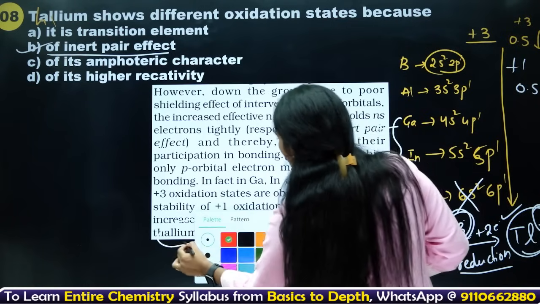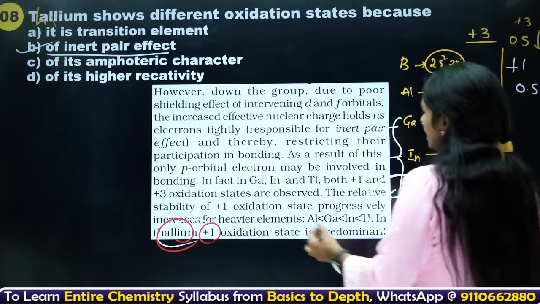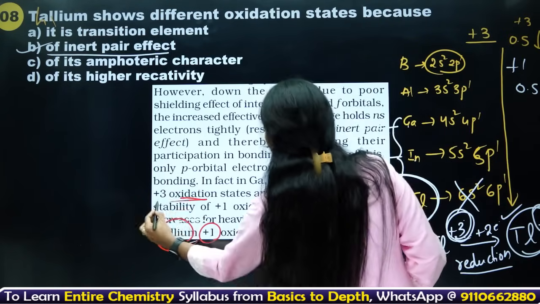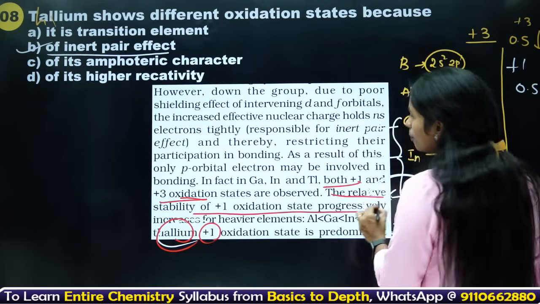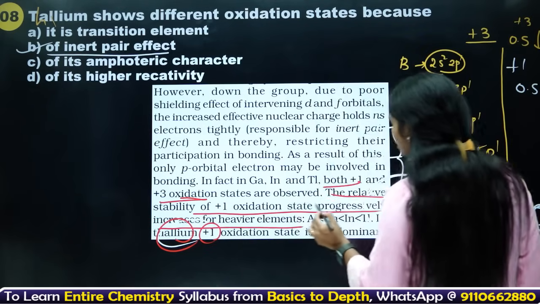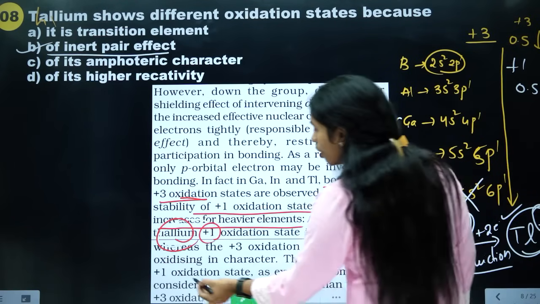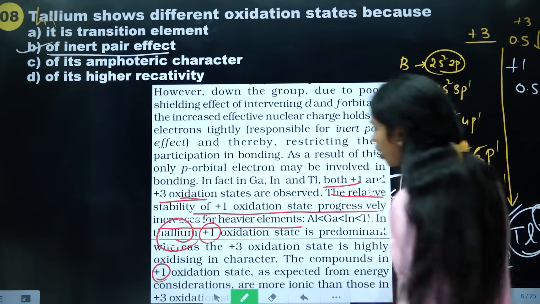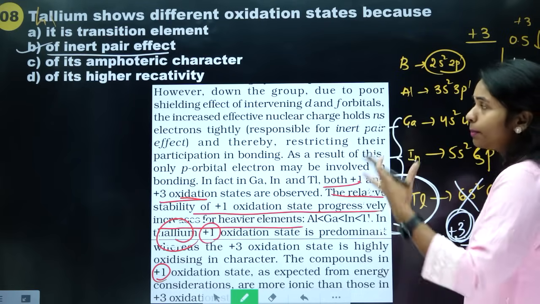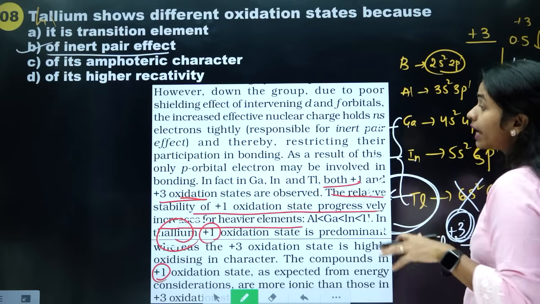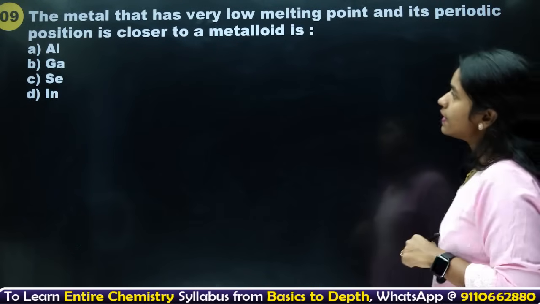Thallium shows both +1 and +3 oxidation states, whereas the +1 oxidation state progressively increases down the group. Due to the stability of the +1 oxidation state, it immediately gains electrons and converts from +3 into +1. So it acts as a good oxidizing agent, an oxidant.